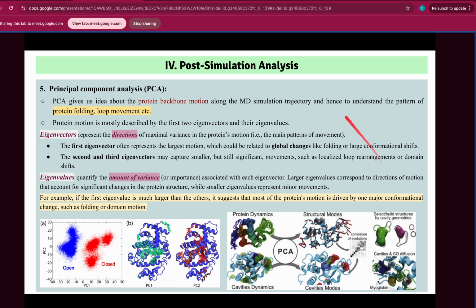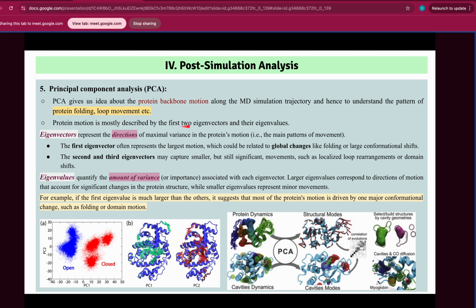Now the next analysis which can be performed is PCA, which is principal component analysis. It gives us an idea about the protein backbone motion along the MD simulation trajectory, to understand how the folding or loop movement is taking place. Instead of considering a single residue or the entire protein in PCA, we can consider the protein backbone, or a loop, a certain substructure present inside a bigger protein. In that way we can compare the motions.